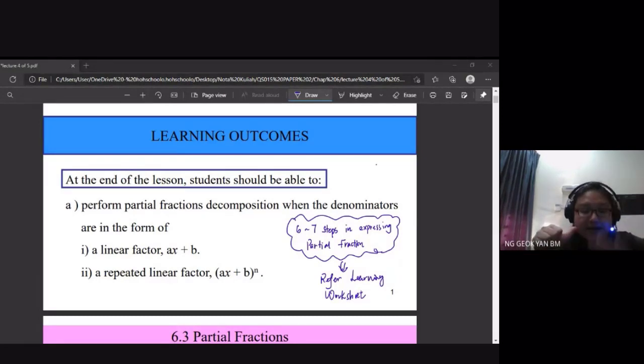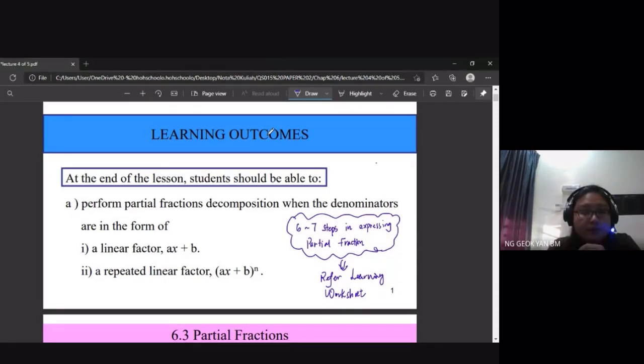Dan saya dah summarize, working step partial fraction ni ada 6 hingga 7. Why I say 6 hingga 7? Kerana we have to depend on dia adalah proper or improper fraction. Okay, by the end of the lesson, we must be able to perform the partial fraction decomposition. Apa maksud decomposition? Menguraikan, menjadikan dalam bentuk pecahan separa. That's the meaning.